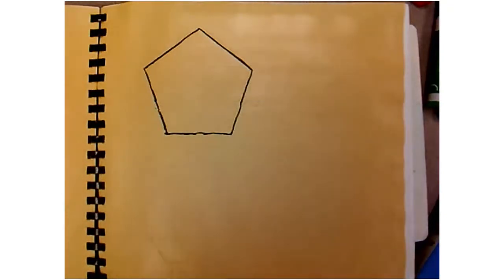Okay. What does a regular polygon mean? What is the definition of a regular polygon? All sides are equal, and all angles are equal. You have to have both. All angles and all sides are congruent. So if they weren't, what would we call it? Irregular, or not regular.